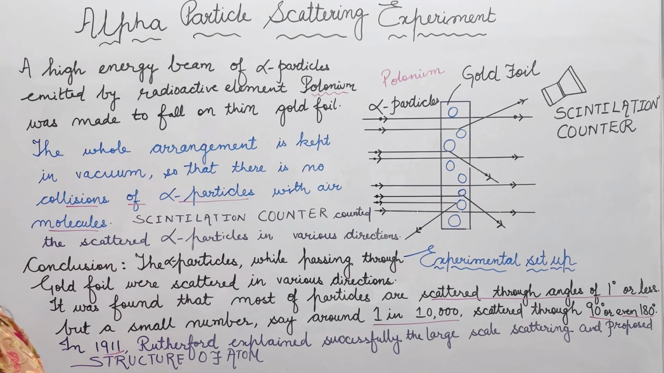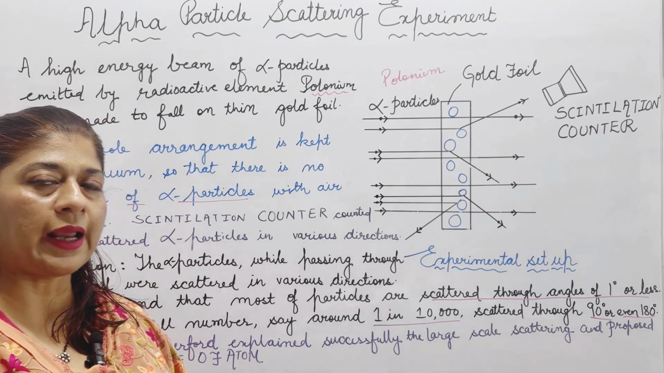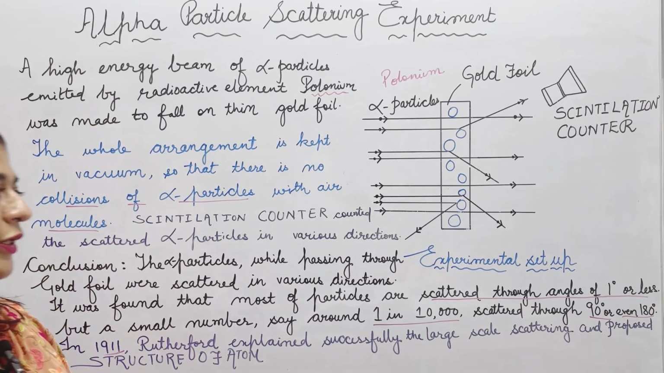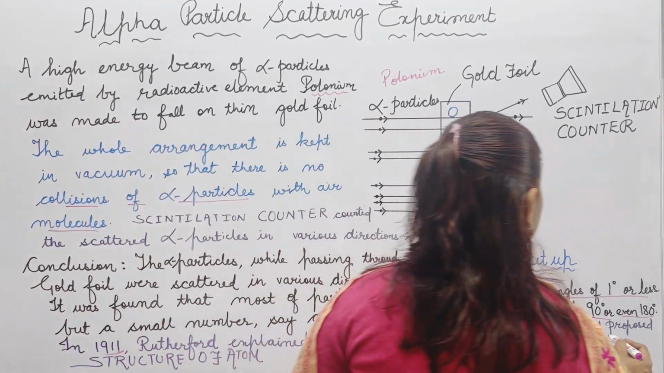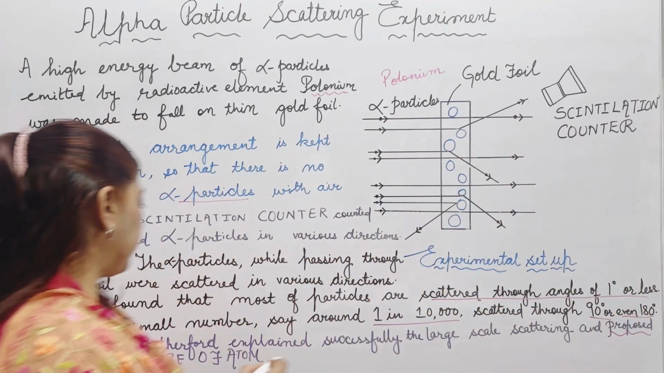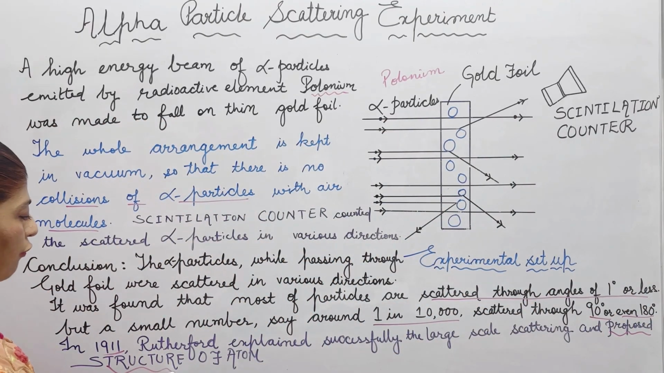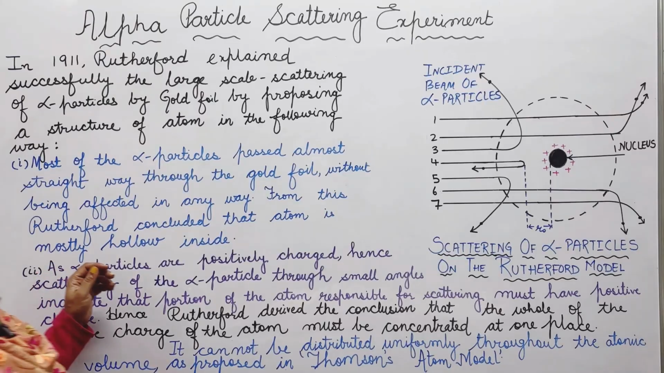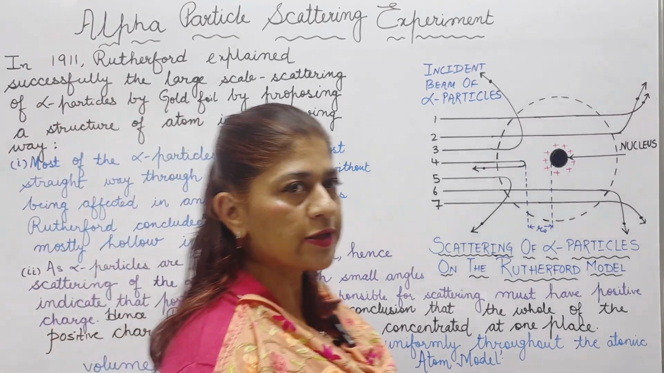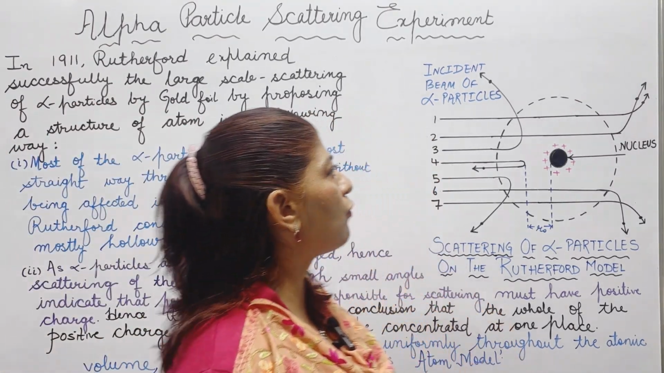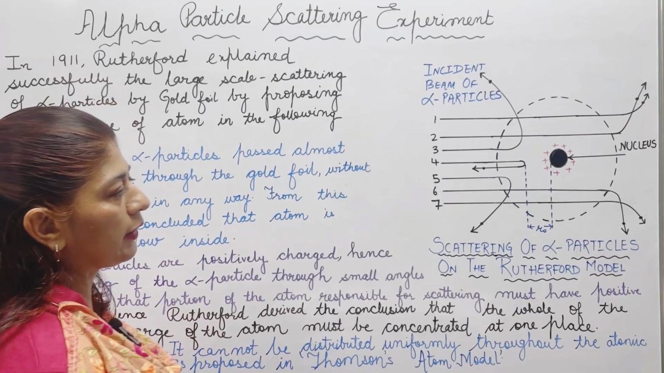And when he was explaining this deflection and the large angle scattering, he also proposed a very important thing, that is the structure of the atom. In 1911, Rutherford explained the scattering experiment of alpha particles by the gold foil.